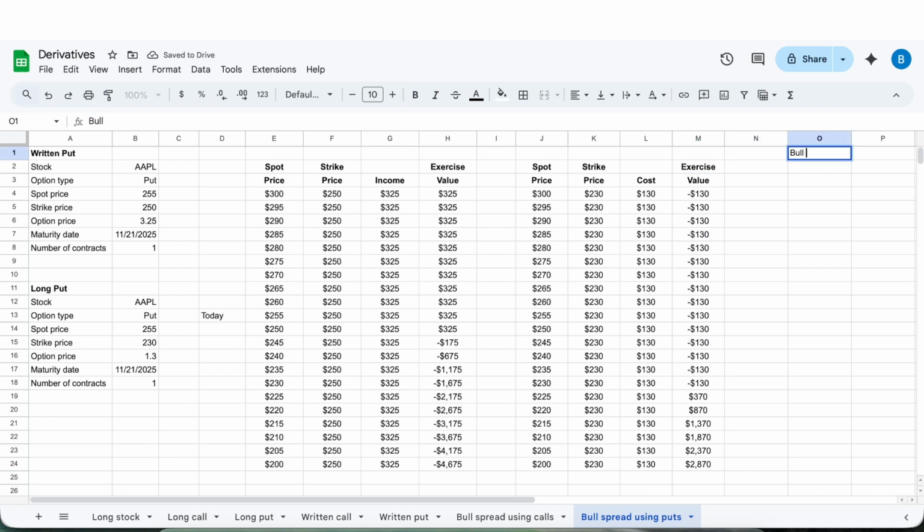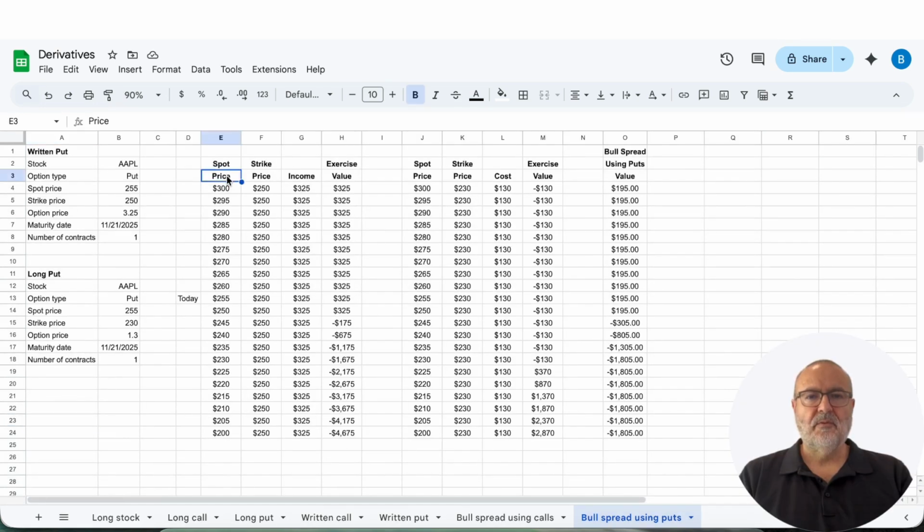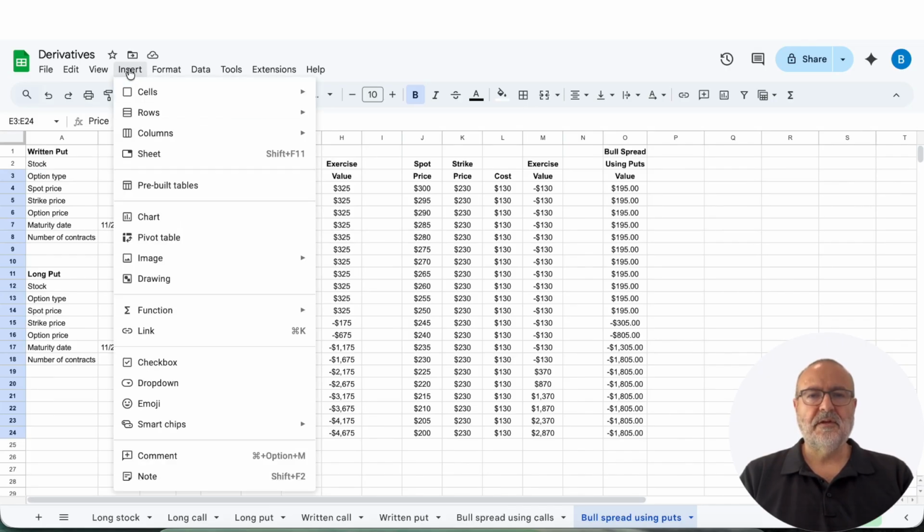Now that we have both our put options, we can combine the two exercise values to get the exercise value for our bull spread using put option strategy. Let's draw the profit and loss chart for our bull spread using put options trading strategy.